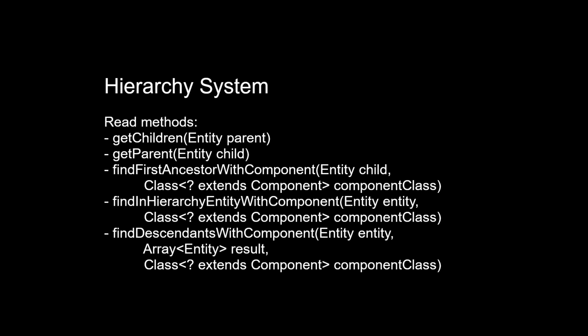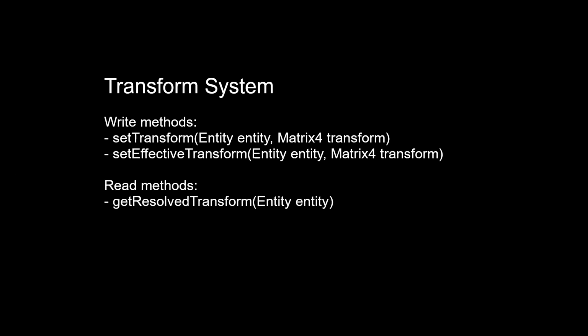First one, findFirstAncestorWithComponent method, searches the hierarchy above the provided entity for an entity that has the specified component. Second one, findInHierarchyEntityWithComponent method, has a similar search but starts with the entity provided. Finally, findDescendantsWithComponent method searches for all entities that are descendants of the provided entity that have the specified component. One of the uses of the hierarchy system is transform system.